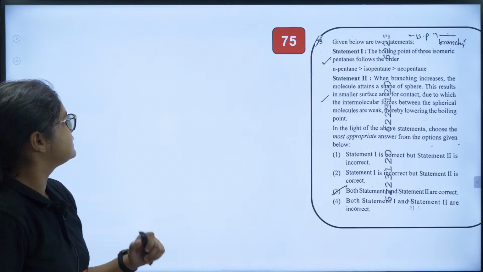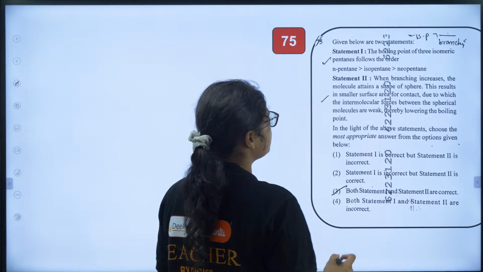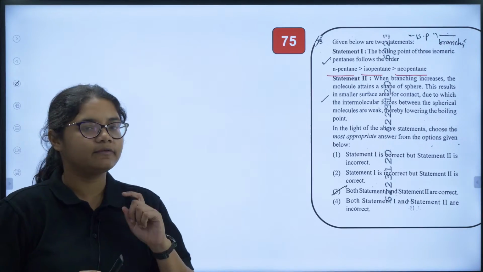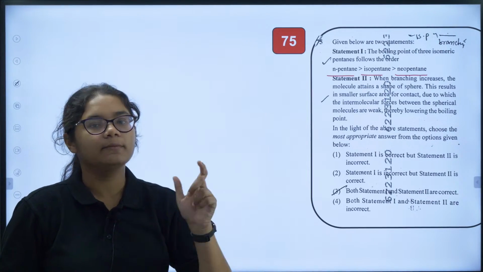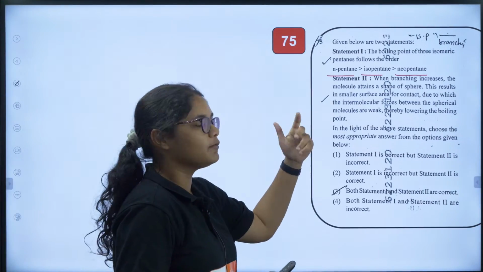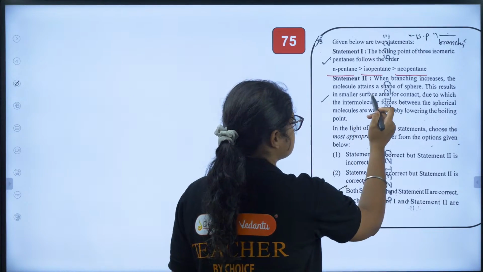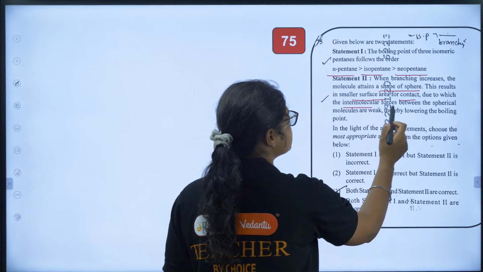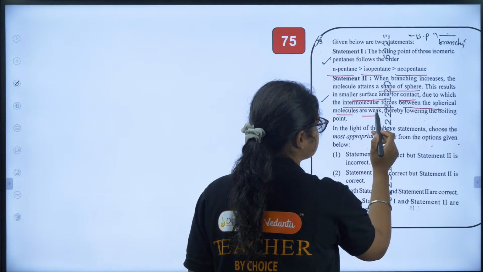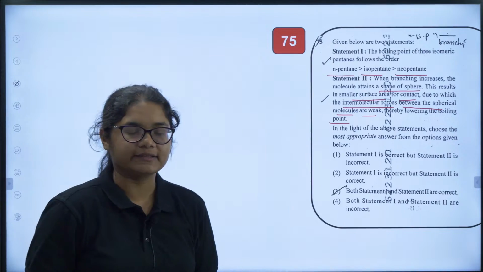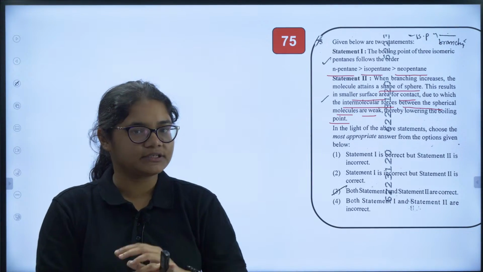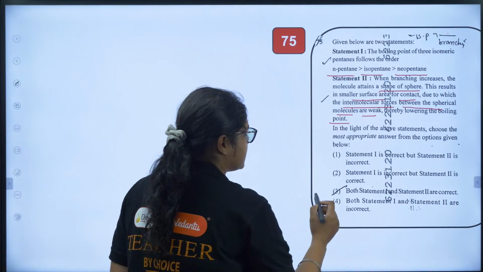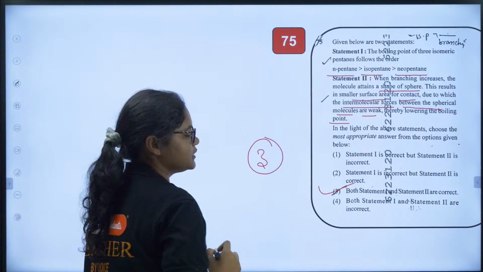Okay. Now let us see the next question. The boiling points of 3 isomeric pentanes are n-pentane, isopentane and neopentane. So this order is correct. We know as the branching increases, the boiling point will decrease. So that is what is happening here. Now what is the reason for that? When branching increases, the molecule attains the shape of a sphere. This results in a smaller surface area for contact, due to which the intermolecular forces between the spherical molecules are weak, thereby lowering the boiling point. Yes, so the molecule takes a spherical shape and the force of interaction decreases, right? So both the statements are correct. So the correct answer for this question is option number 3.